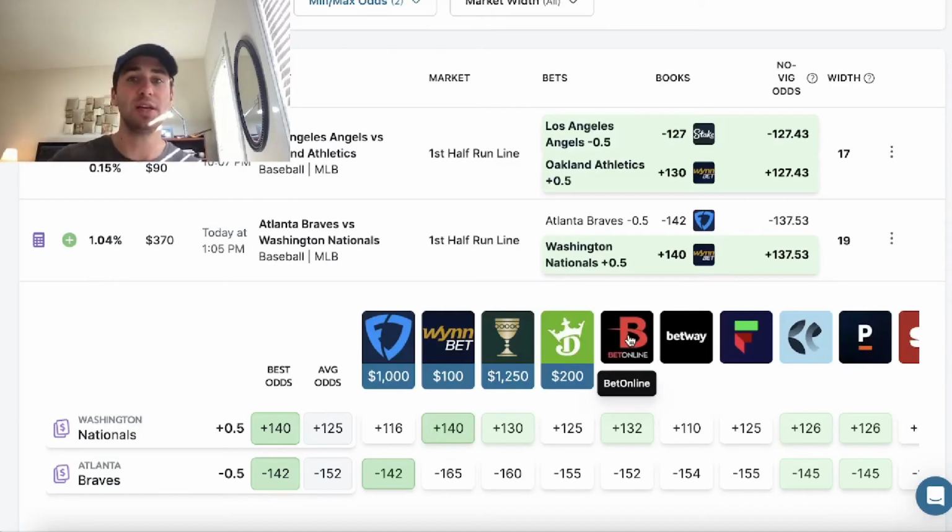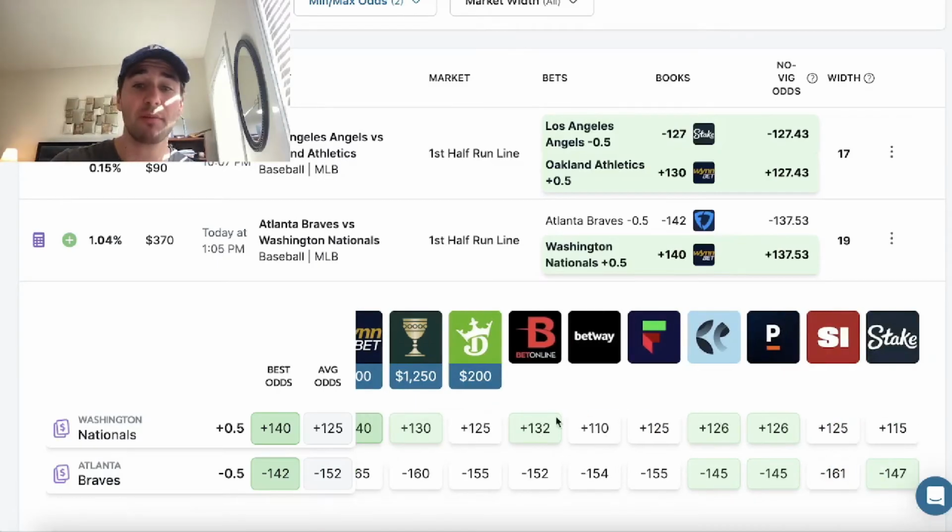But the same strategy of finding plays with an edge is pretty simple. You just want to look for plays that have value in the market. So you can see here for the Nationals first half run line, we're getting plus 140 on WinBet, which is a pretty good price, right? FanDuel has this plus 116, Caesars plus 130. No other book is offering better than plus 132. And you can see Pinnacle, the sharpest bookmaker in the world, they're offering plus 126, right?